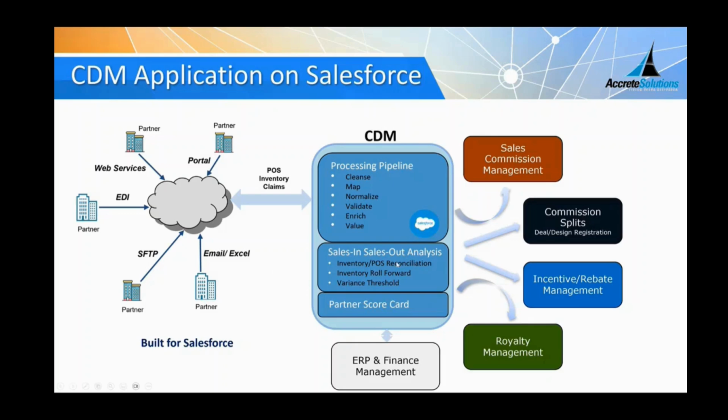The second component is what I call sales in, sales out analysis, or SISO analysis. This component determines the month-end inventory very accurately. Like I said before, the partner may report the inventory maybe on the 20th of the month. That's not good enough. You actually need an inventory report for the end of the month. But if you don't have it, this component will calculate the inventory for you.